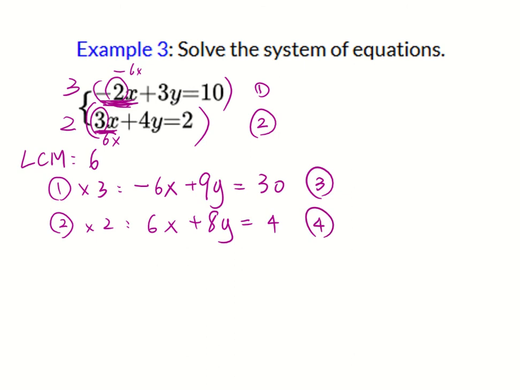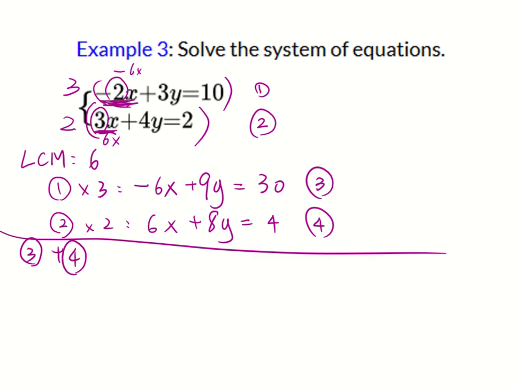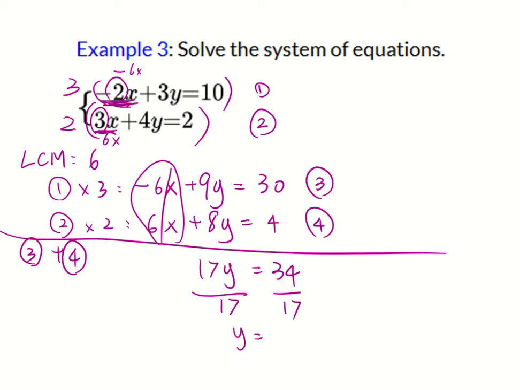If I add up the two new equations, equation 3 plus equation 4, the x terms are gone, and I get 17y equals 34. Divide both sides by 17, y equals 2. So we found the y value. To solve for x, you can plug into either equation 1 or equation 2. I'm going to plug it into equation 1, let's say.